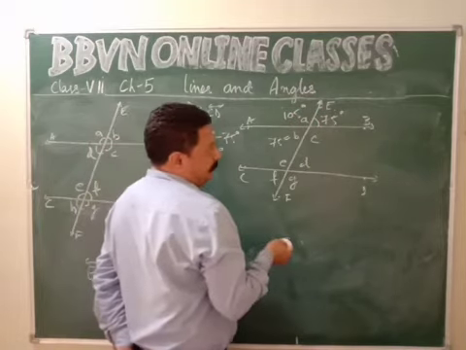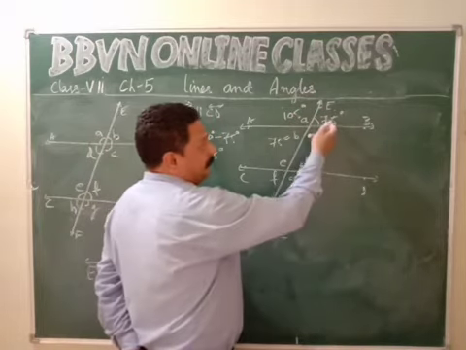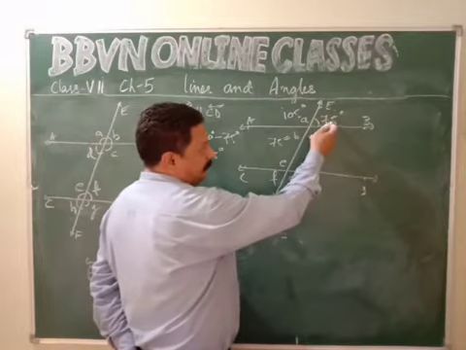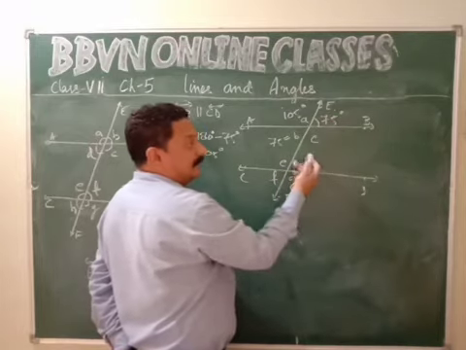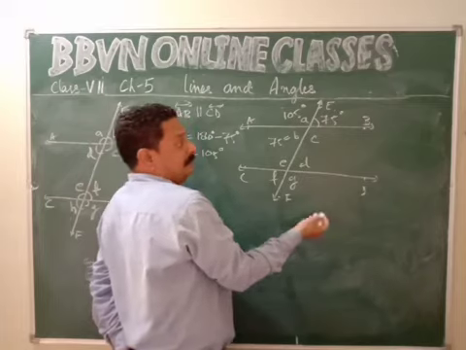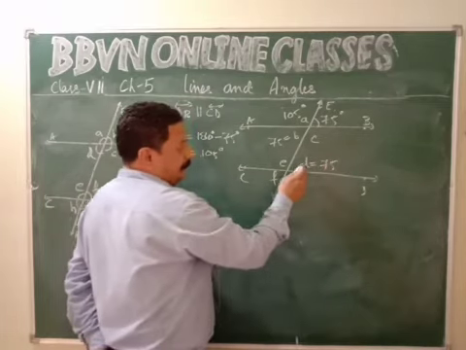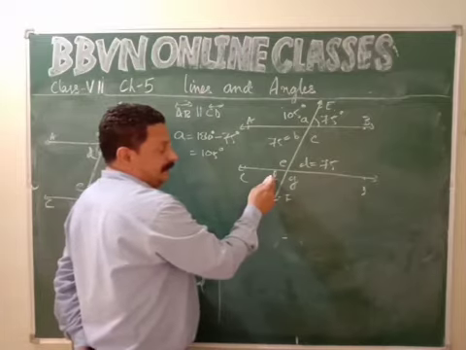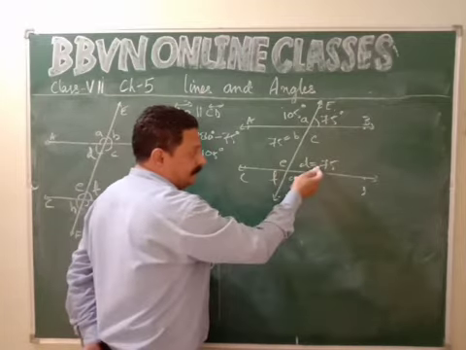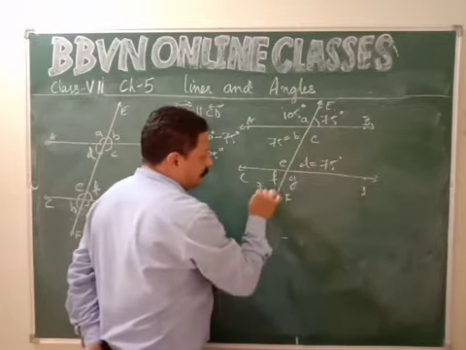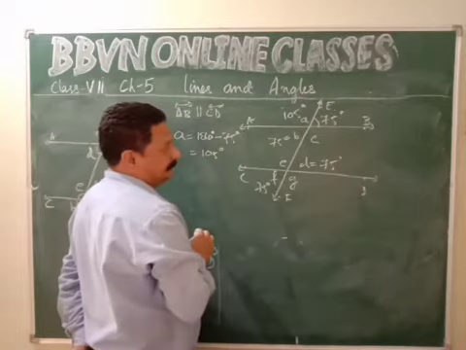Okay, and see one more thing. You can use another property. This angle 75 degrees and angle D, they are corresponding angles. You can use that property. So D will also be equal to 75. D and F are vertically opposite angles. They have to be equal. If this is 75 degrees, this angle will also be 75 degrees.